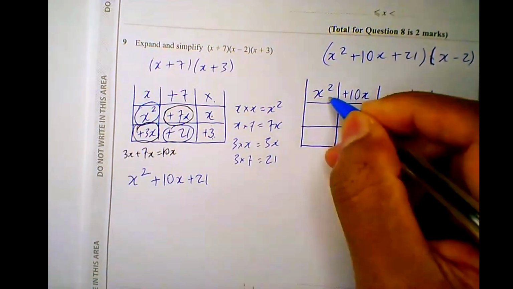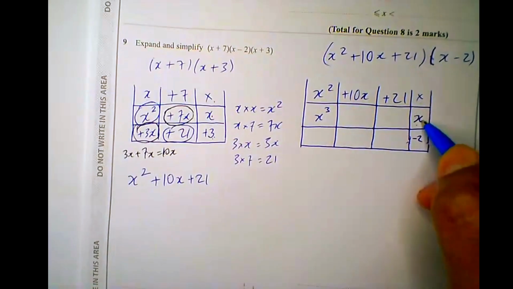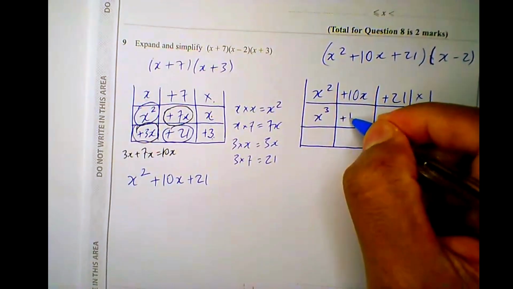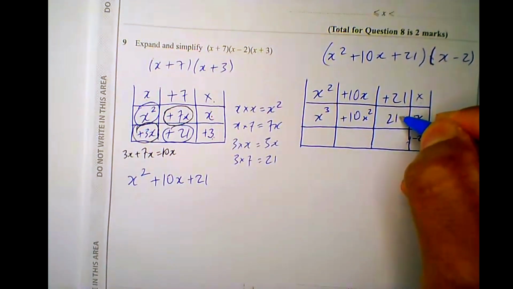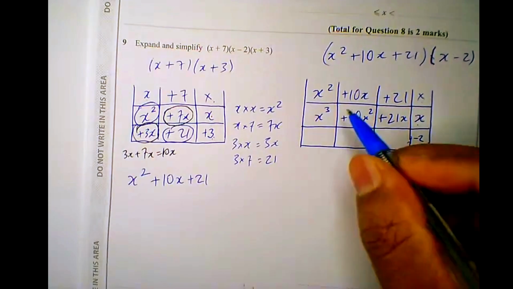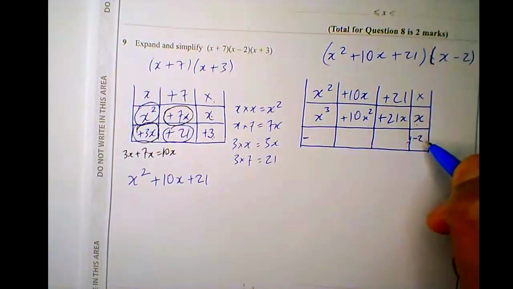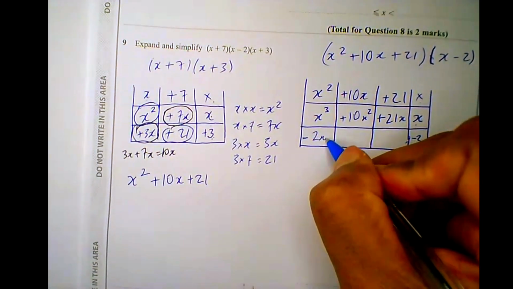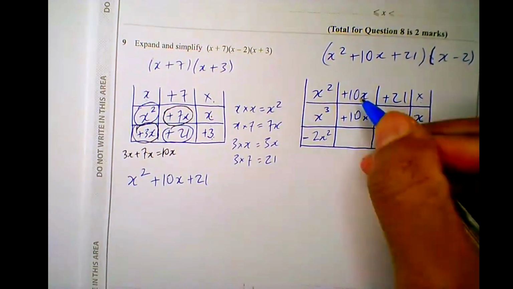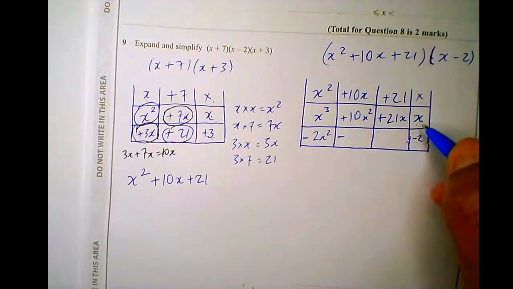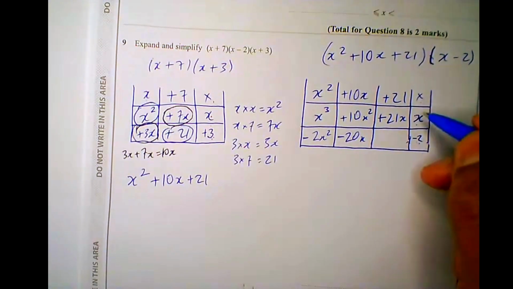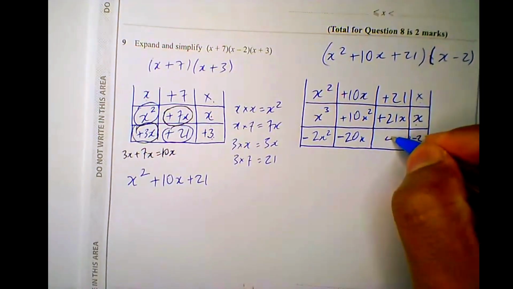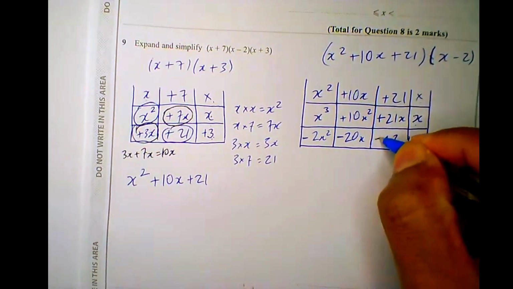So I've got x times x squared, which is x cubed. x times 10x is 10x squared. x times 21 is 21x positive. I've got minus here. 2 times x squared is 2x squared. Negative and a positive gives me a negative. 2 times 10 is 20x. 2 times 21 is 42. Negative and a positive gives me a negative.